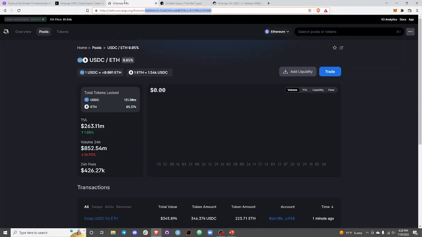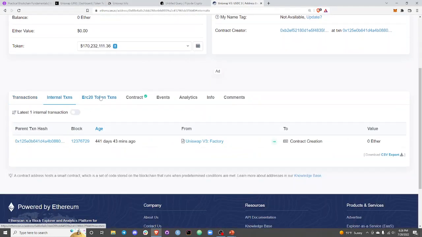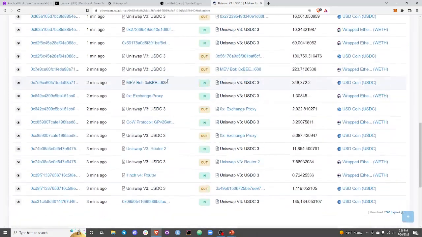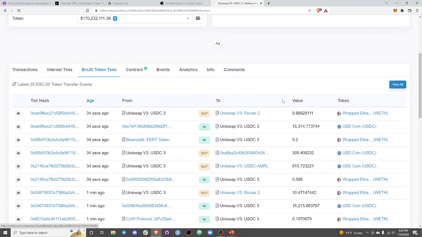So, yeah, let's see. This is the pool address. There's not that much detail here. Honestly, I expected a lot more transactions of some sort. So this is the ERC20 token transactions. I'm not sure how many there are. Let's check here on Etherscan. Etherscan's great. You can just check random information, click around.